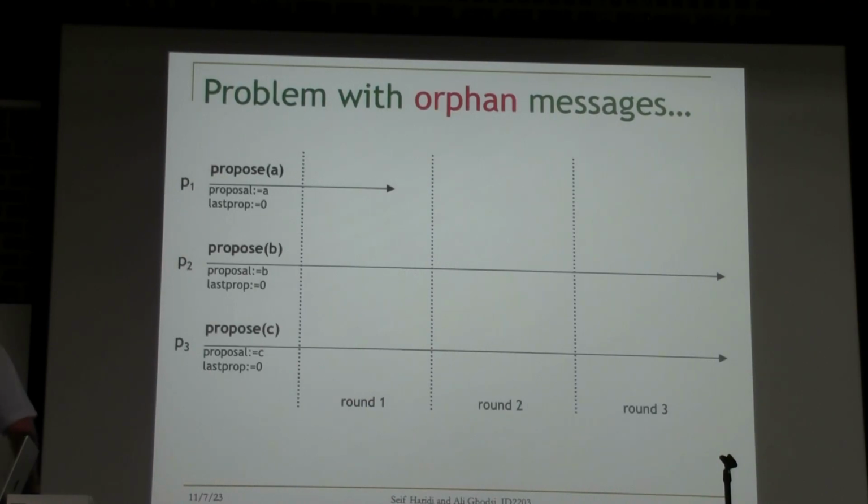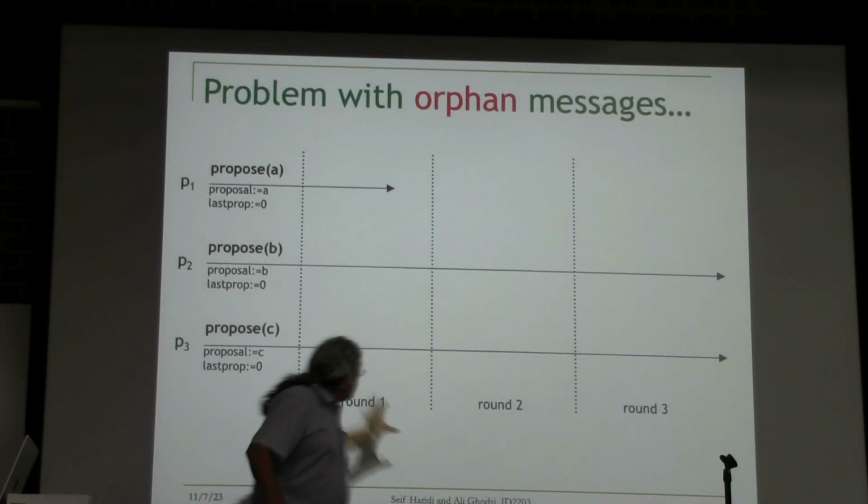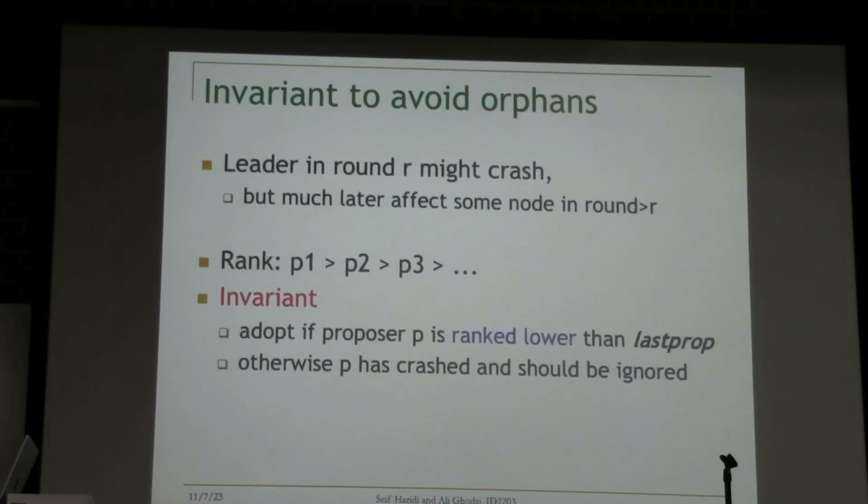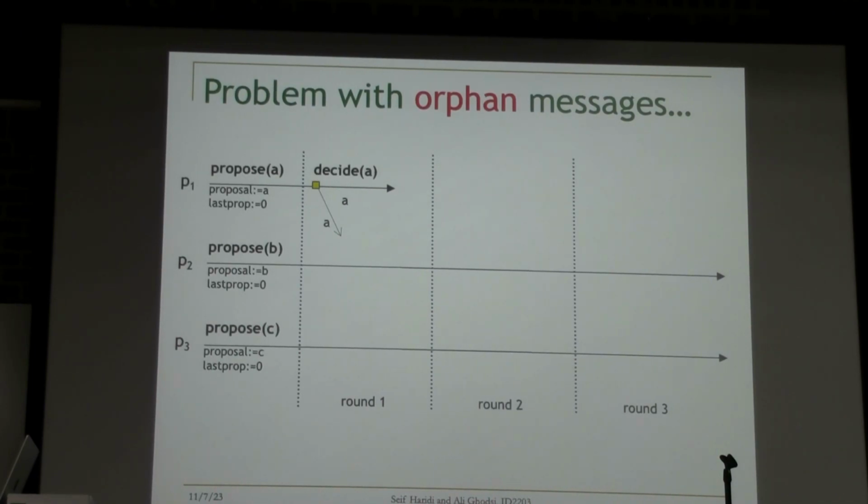Okay, that's the idea, but it's still a little bit subtle. So let me show you an execution. We have 3 nodes proposing A, B, and C, and here are the 3 rounds. We assume the nodes will go from one round to the next, and when we show the code, I'll show you how each node knows. They all start in round 1, and P1 will decide A and broadcast A. But let's say it fails.